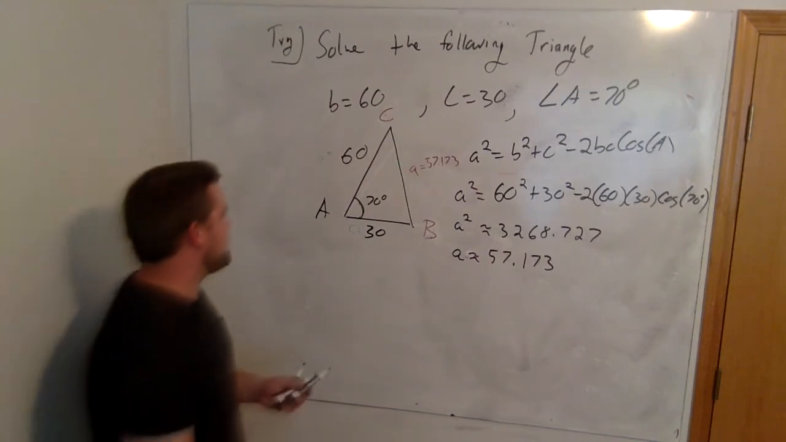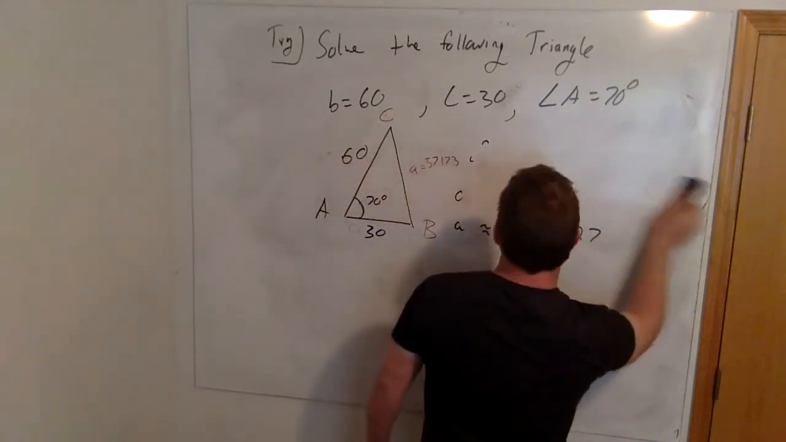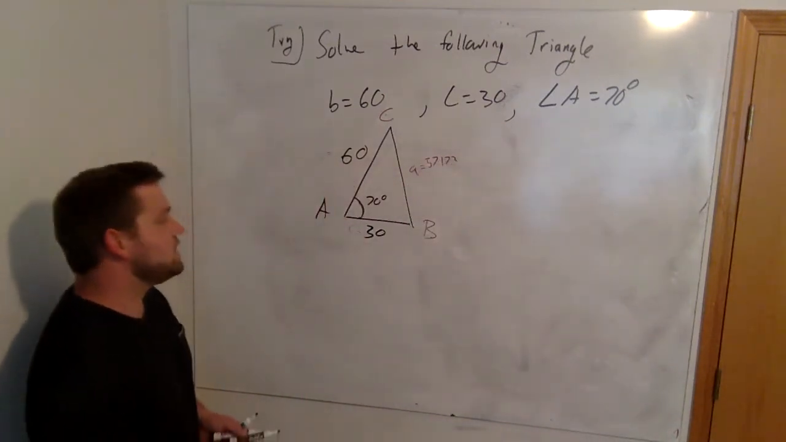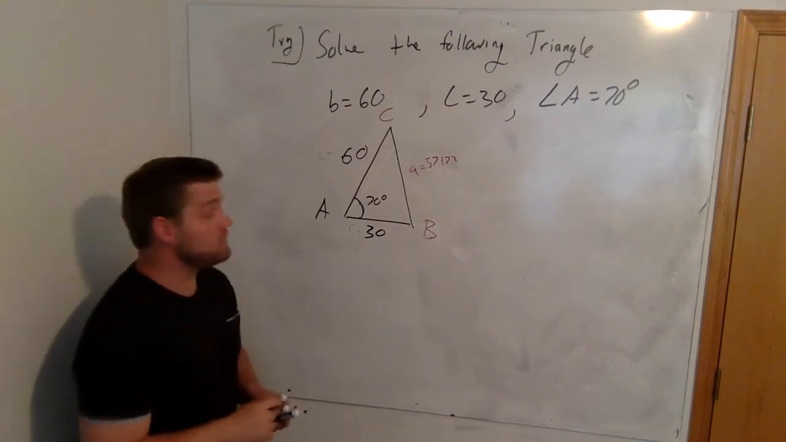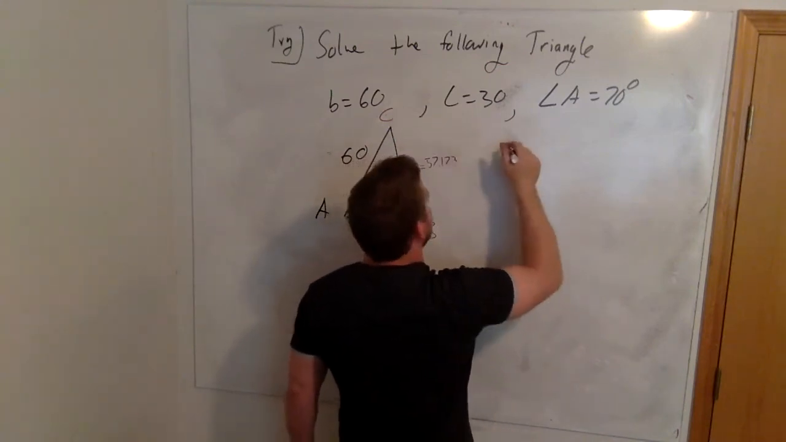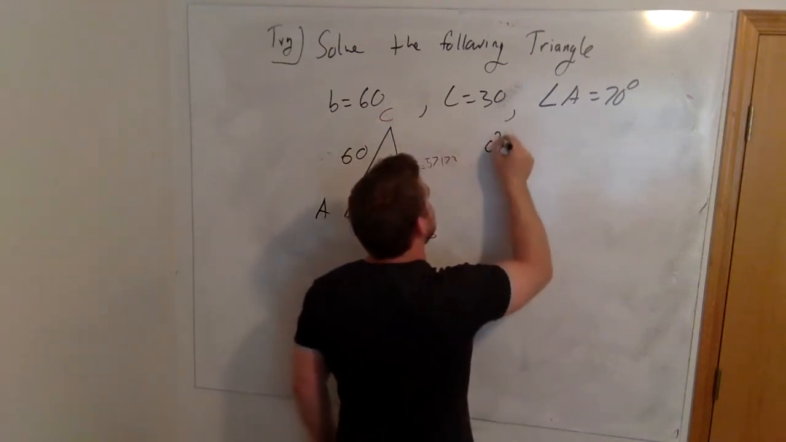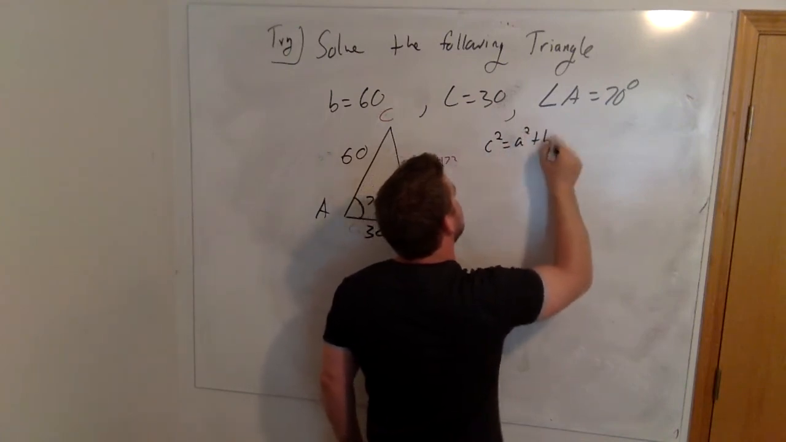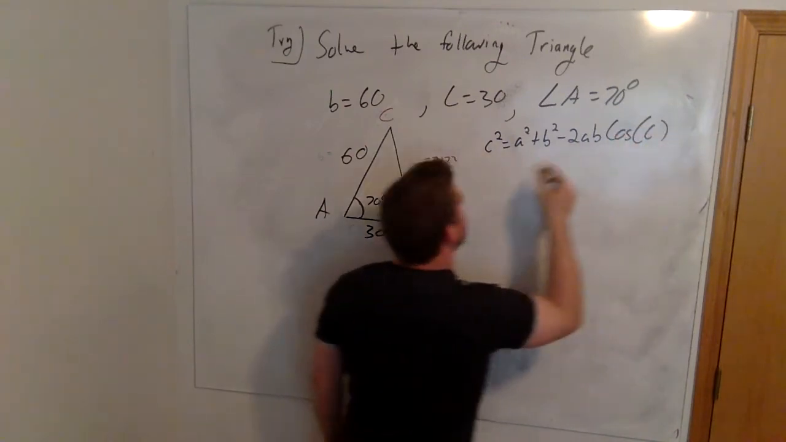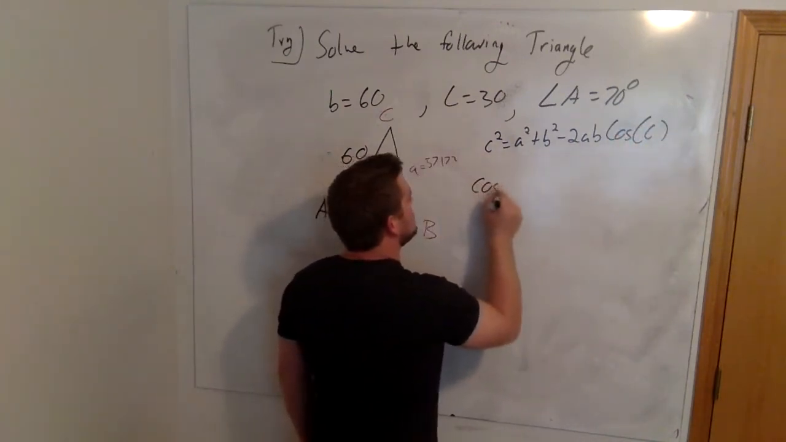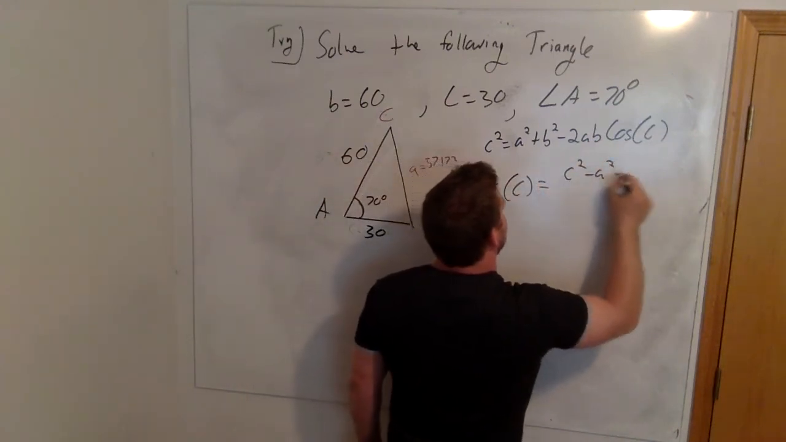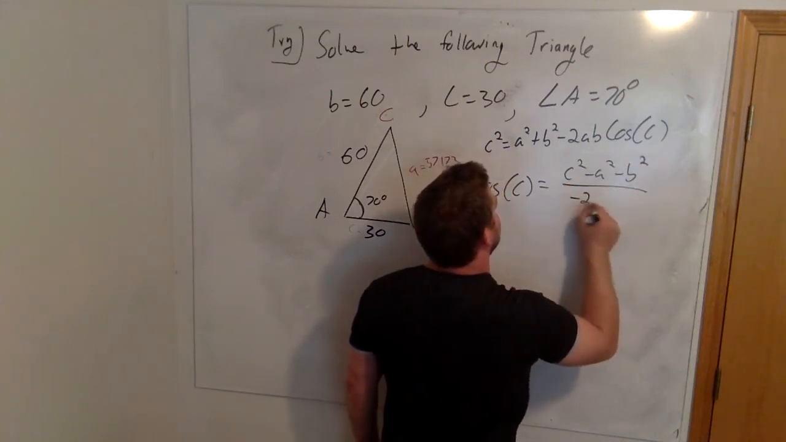All right, so now let's try to find one of the angles. Angle B or C, it doesn't matter which one. We did angle B first last time, so let's find angle C here. Again, when we're finding angles, we want to try to use the law of cosines. If I want to find angle C, I need to set up c squared equal to a squared plus b squared minus 2ab times the cosine of angle C. So solving for the cosine of C is going to be equal to c squared minus a squared minus b squared all over negative 2ab.